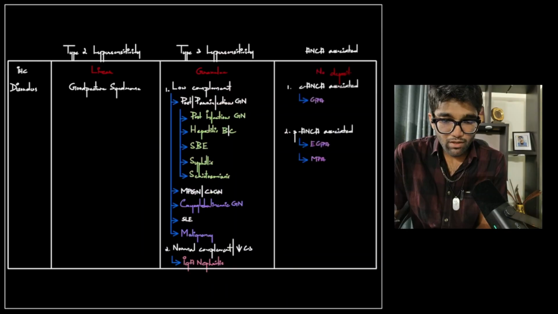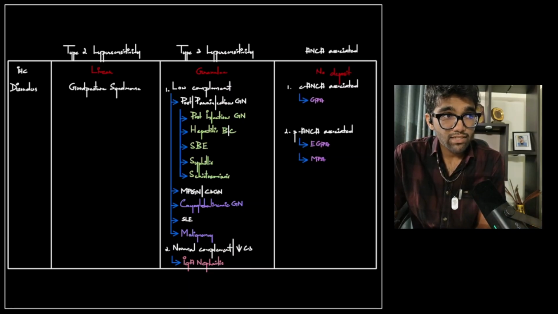Now, basically, glomerular injury can occur because of three mechanisms. First is type 2 hypersensitivity, that is, an antibody is deposited against an in situ antigen that is already present within the glomerulus. So, the prototype of this is Goodpasture syndrome.